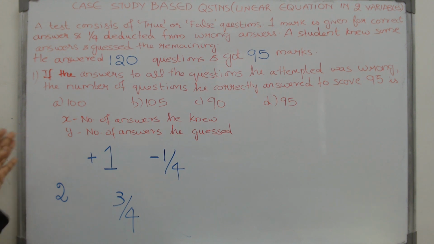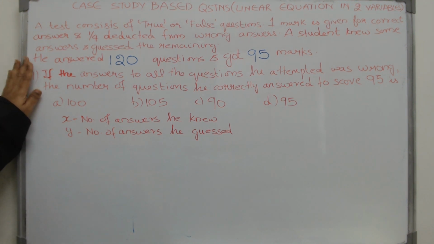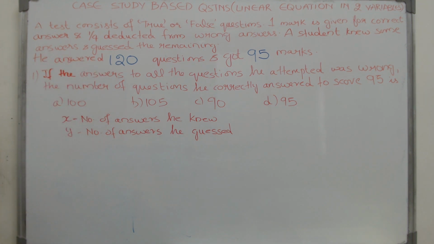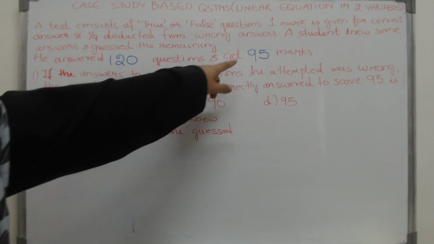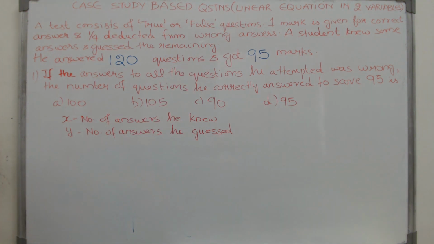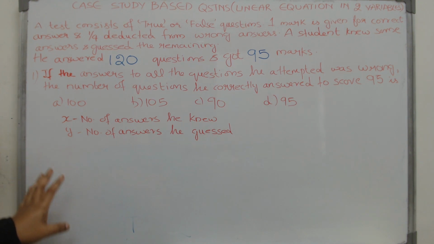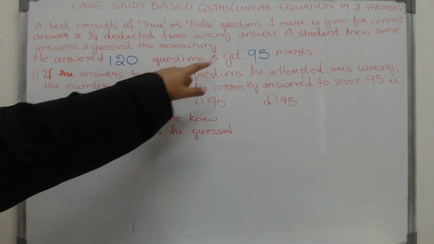So, or in other words, you have negative marking, which is bad news. Now, what is happening with this particular student? He answered 120 questions. If all of them were right, he should have got 120, but he did not. He got only 95 marks. Why was that? Some of the questions he knew, he answered correctly. Some he did not know and he guessed. And every one of the answers he guessed was wrong.